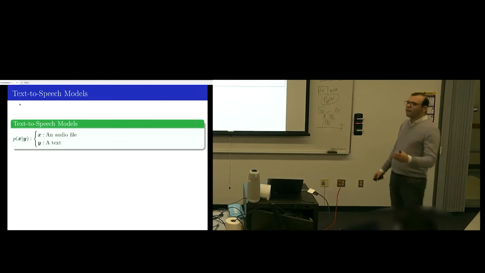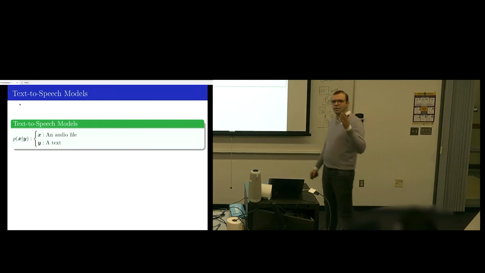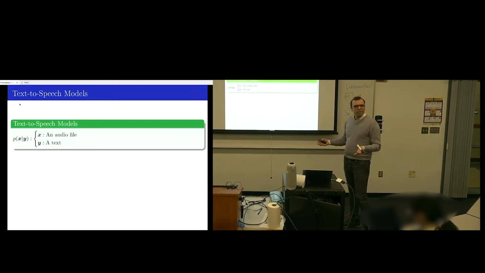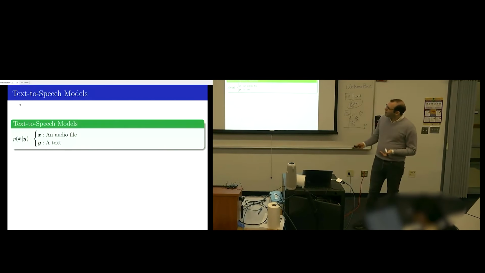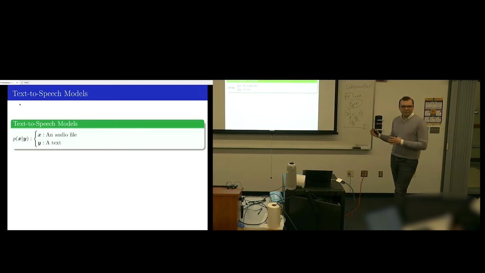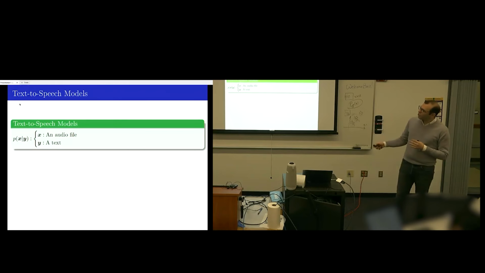So why do we need conditional generative modeling? Where can it be used? In contrast to unconditional generative modeling, conditional generative modeling has lots of applications. For example, text-to-speech models, which we call speech synthesizers. Your input is an audio file.